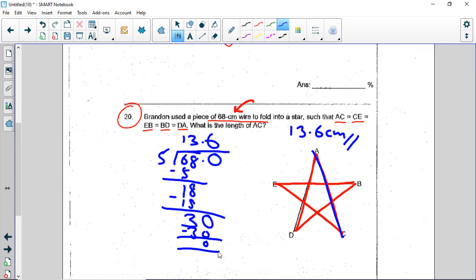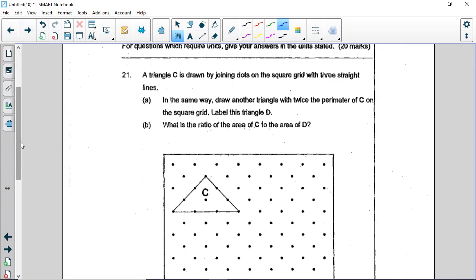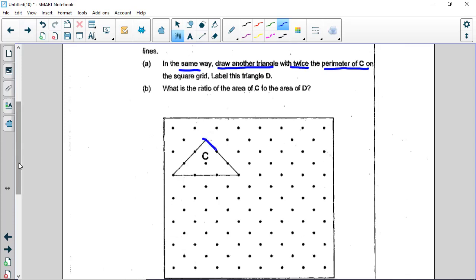Okay, question 21. Let's go to 21. A triangle C is drawn by joining dots on the square grid. So in the same way, can you draw another triangle with twice the perimeter of C? How do you draw a triangle that has twice the perimeter? First of all, do you know what is perimeter? Perimeter means the lines that you add together. That is perimeter. Okay, so how do you draw a triangle that is double this perimeter? Okay, very simple. This is how you do it. You just look at the sides. 1, 2, 3. Or let me erase so you can see the dots. Count the dots. There's a reason for the dots. Like for example, 1, 1. There's 1 dot already.